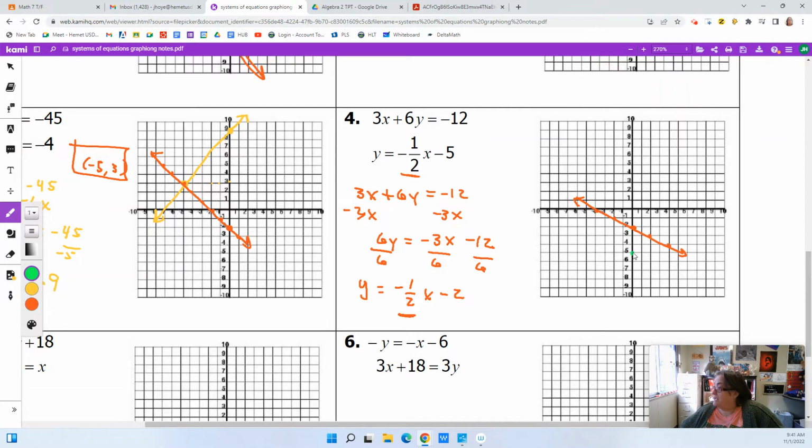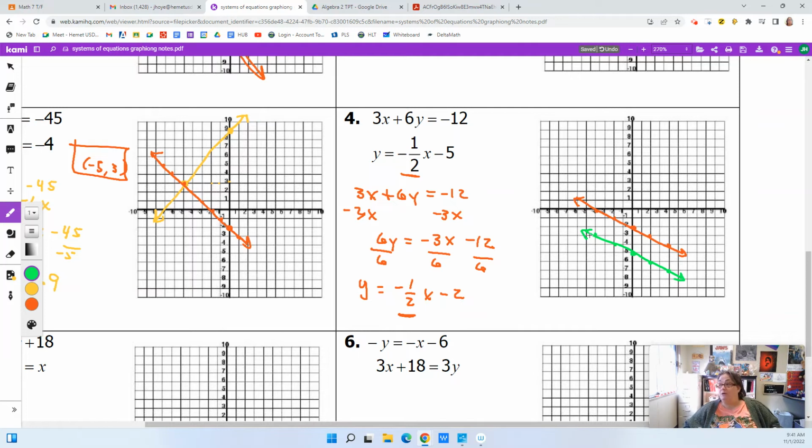Here I have a point at negative 5, but my slope is the same, right? I can go up 1 over 2, up 1 over 2, or I could go down 1 over 2, down 1 over 2. But these lines are never going to get any closer together. And we know this before we even graph it because they have the same slope.